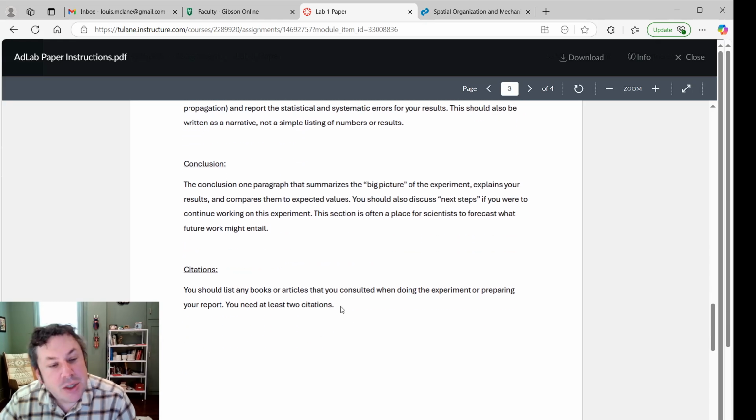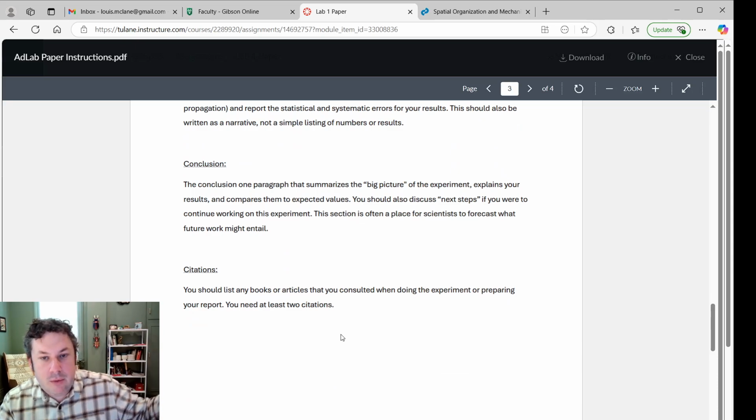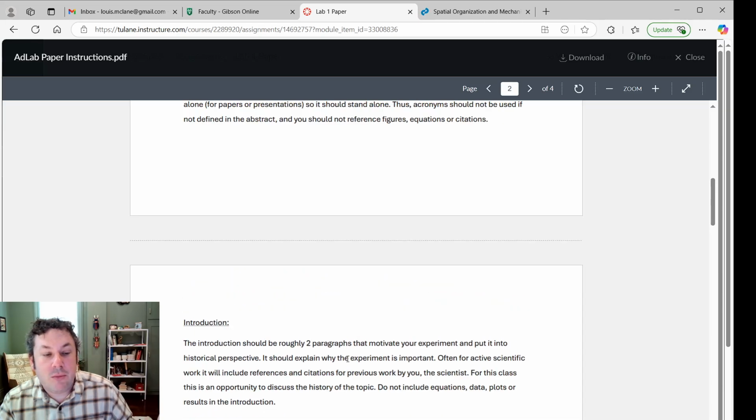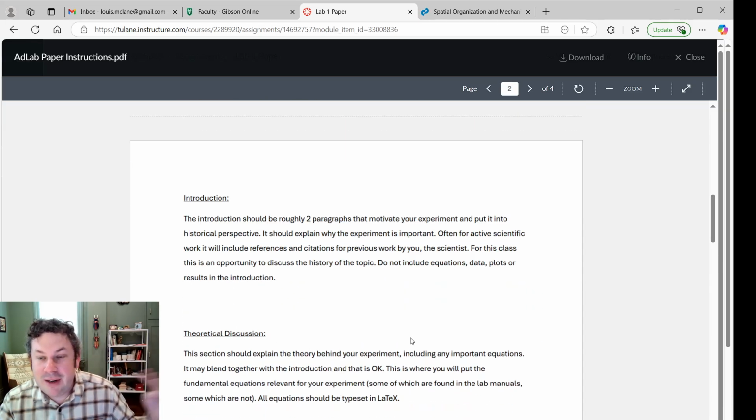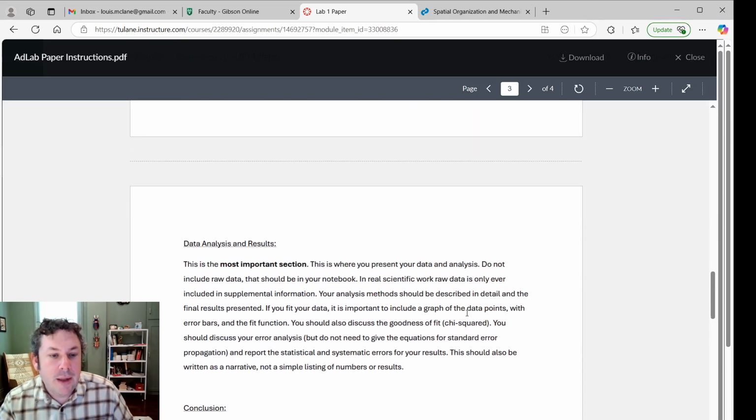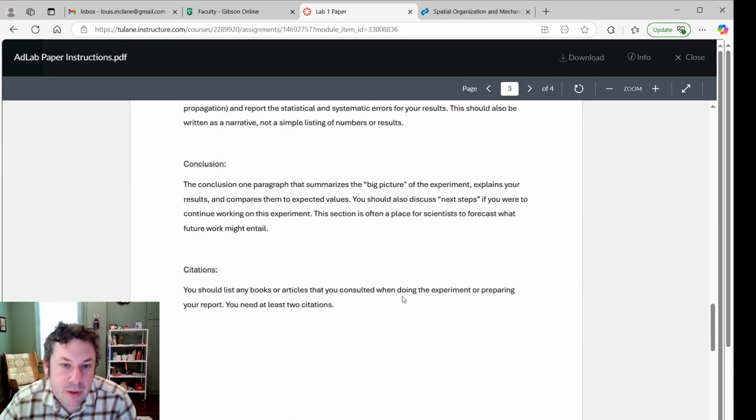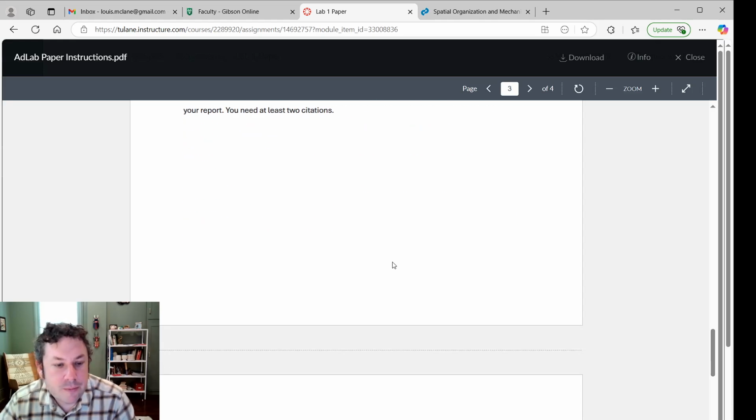After that come the citations. The citations are referenced. If you look at the template I gave you, the citations, you list them earlier. The citations will mostly show up, honestly, in the introduction and the theory because you're referencing previous work, but then it'll show up at the end of the paper. I'm saying here you need at least 2 citations.